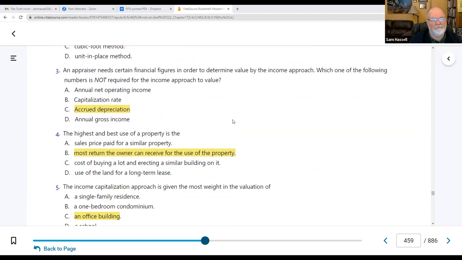Number three. An appraiser needs certain financial figures in order to determine value by the income approach. Which one of the following numbers is not required for the income approach? Now, we need what? The net operating income, the annual net. We need the capitalization rate. We need the gross income. But the income approach does not depend on accrued depreciation. The cost approach might, but not the income approach.